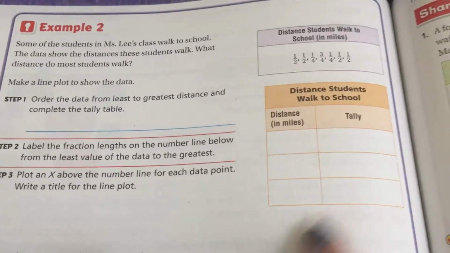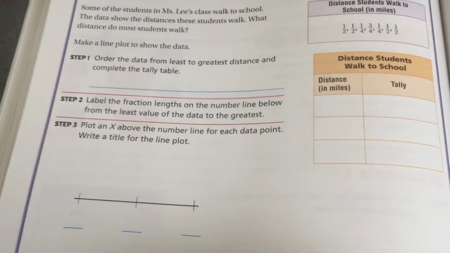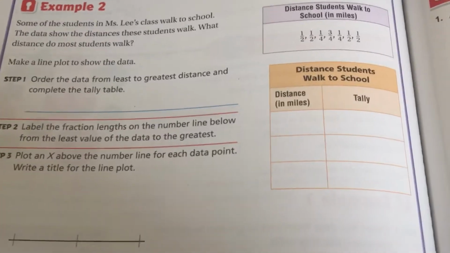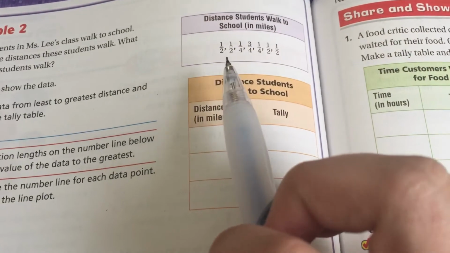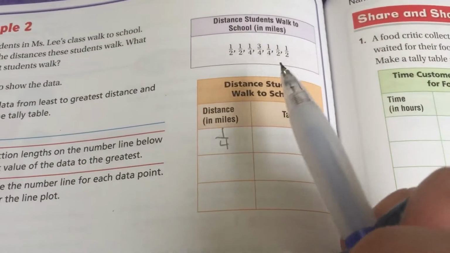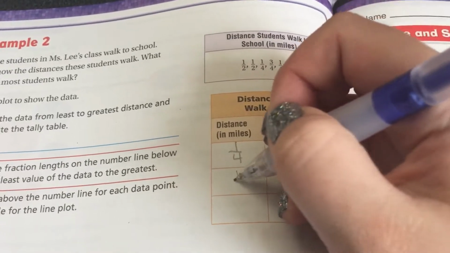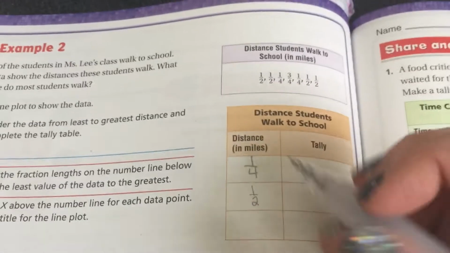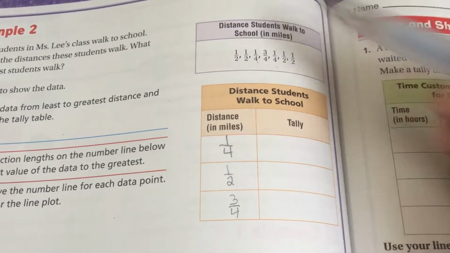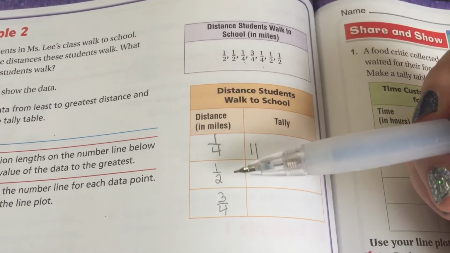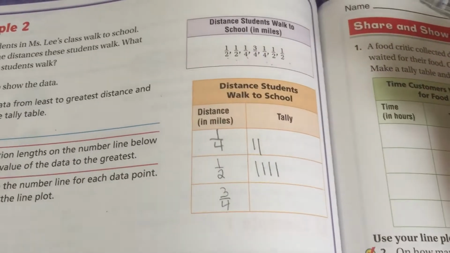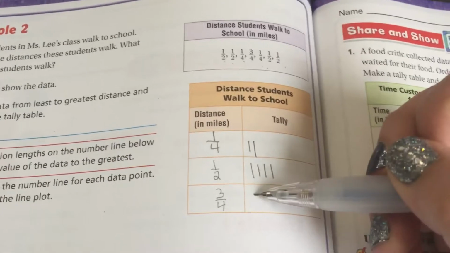So we do the same thing. We make a chart. You don't always have to make the chart; if you want to skip straight to the line plot, you can. But the chart kind of helps you organize this a little bit further if you need to. Data from least to greatest: the smallest one is 1/4. The next size is 1/2. And the biggest size is 3/4. For 1/4, we've got 1 kid, 2 kids, so 2 kids for that. And then 1, 2, 3, 4 half sizes. And 1 for 3/4.